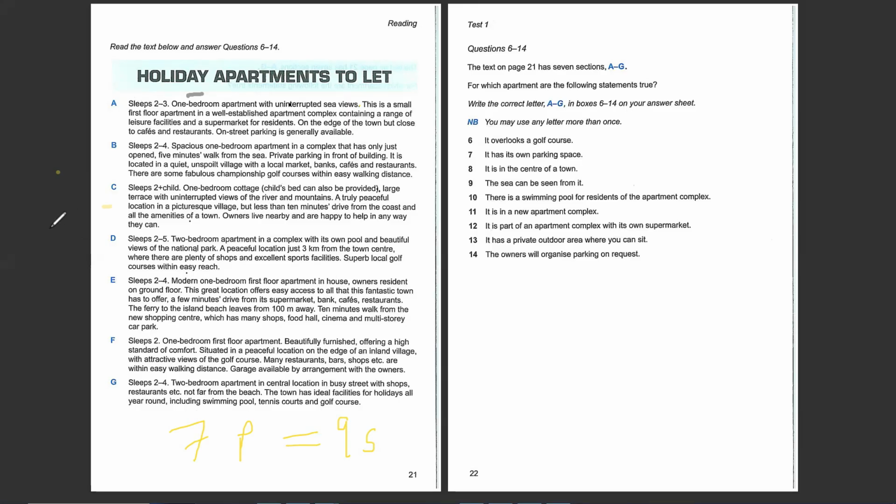But I don't know whether you all have observed this. There is something called NB written here, right? If you can see here. NB.